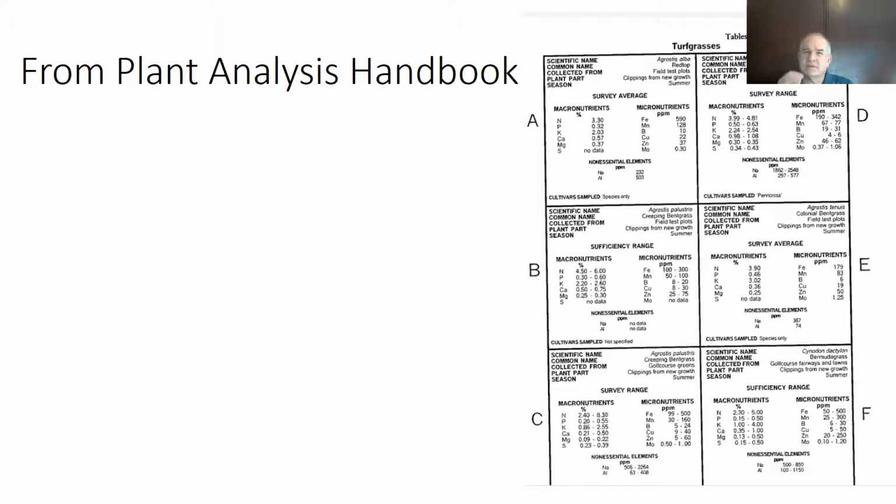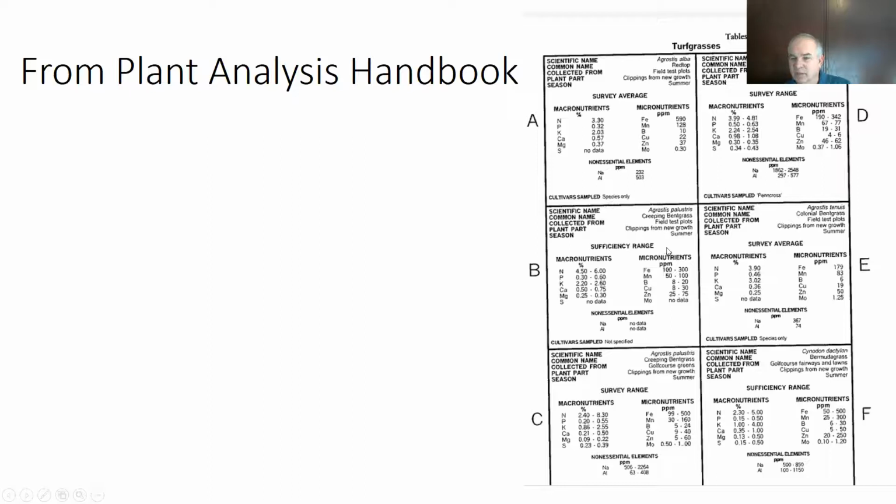It's not always completely diagnostic for me. I might get a value that's below or above these. That doesn't necessarily mean it's deficient or toxic, but if I'm in these ranges, there's a pretty good chance that I've got adequate nutrients. So for example, here in the upper left, I've got red top grass. This is clippings from new growth during the summer, and for example, 3.3% nitrogen.